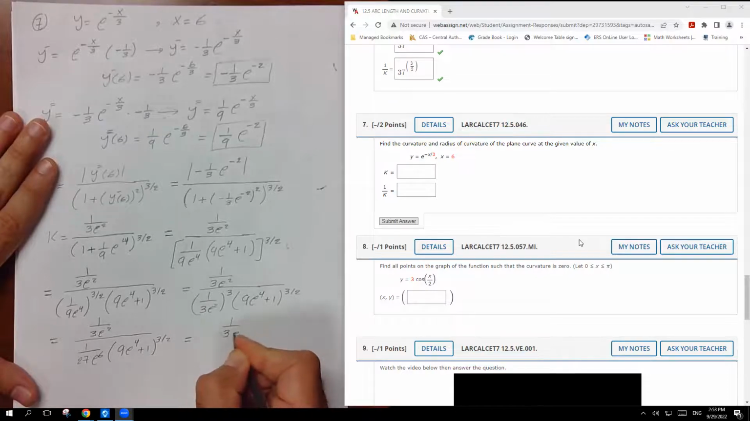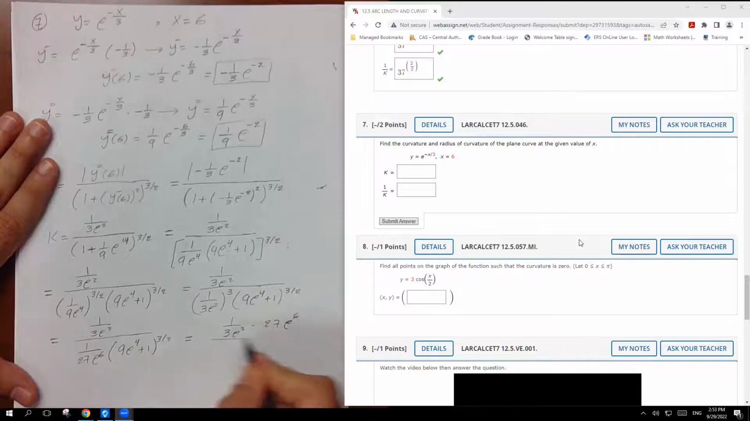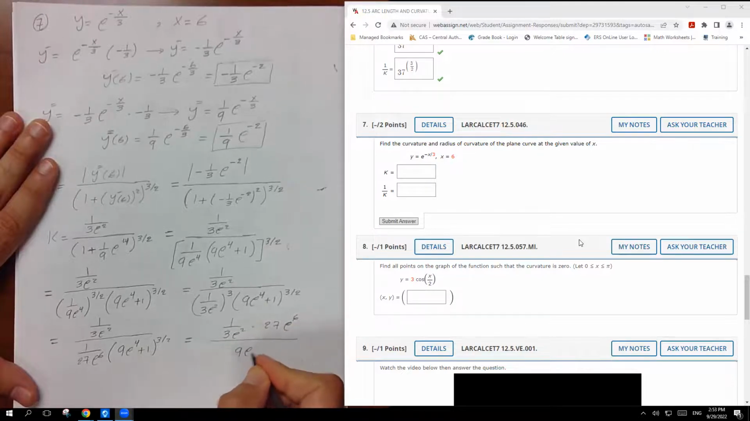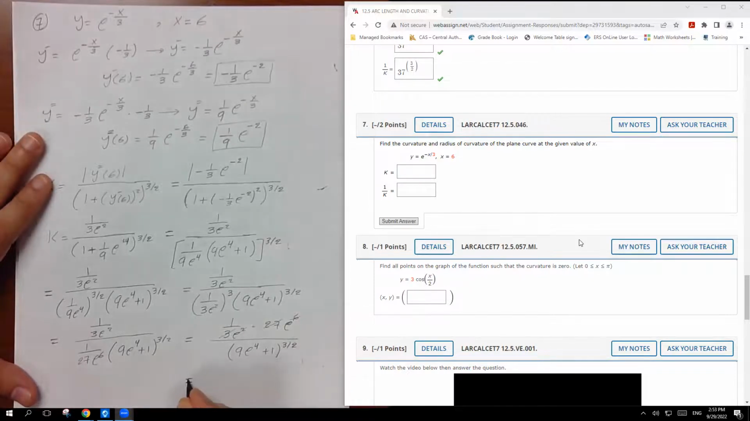So it's going to be 1 over 3 e squared times 27 e to the power 6 over 9 e to the power 4 plus 1, 3 over 2. 27 with the 3, so it's going to be 9. And this one as exponents minus this one, so it's going to be 4. That means here is going to be, this is only for the k, 9 e to the power 4 divided by 9 e to the power 4 plus 1 to the 3 over 2.